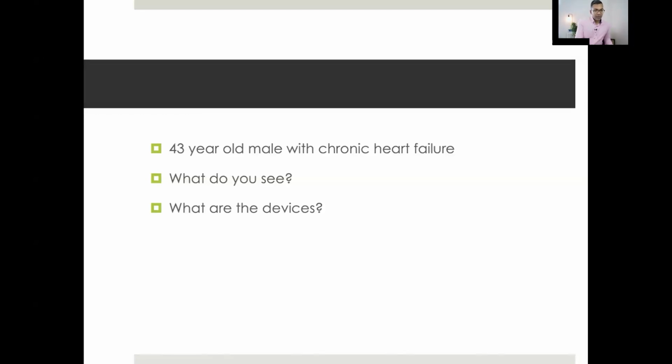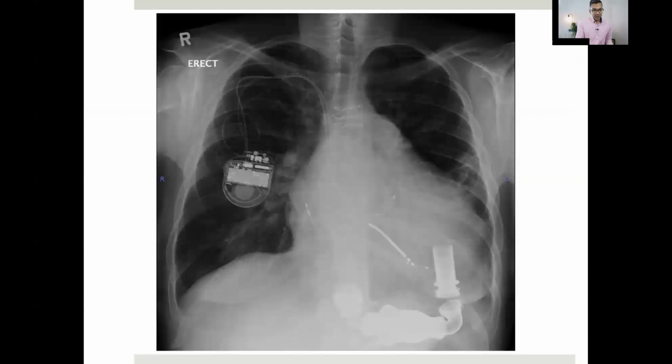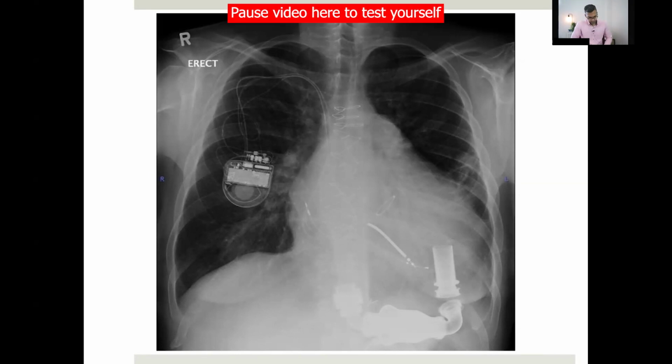40-year-old male, chronic heart failure. What do you see? What are the devices? So quite a few things going on here. So again, everyone else have a go at noting everything that they see.